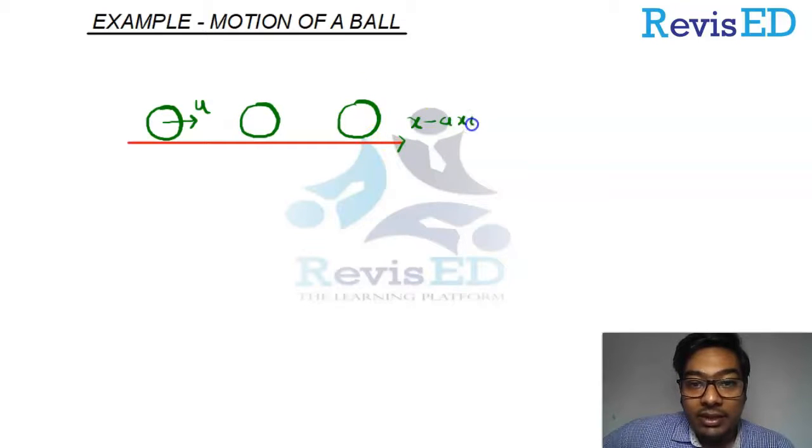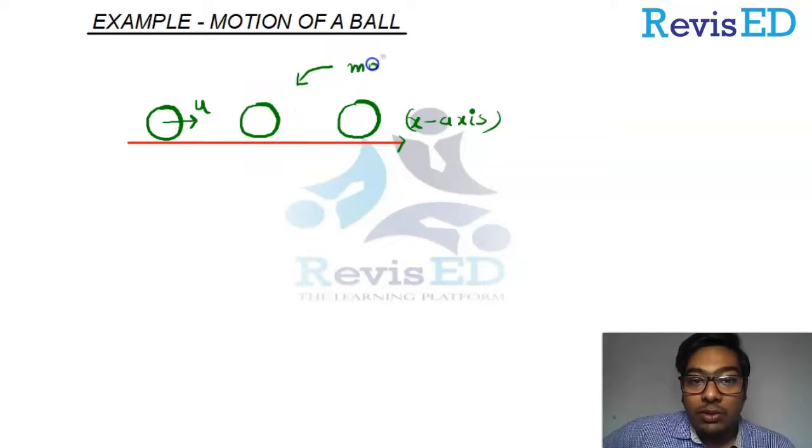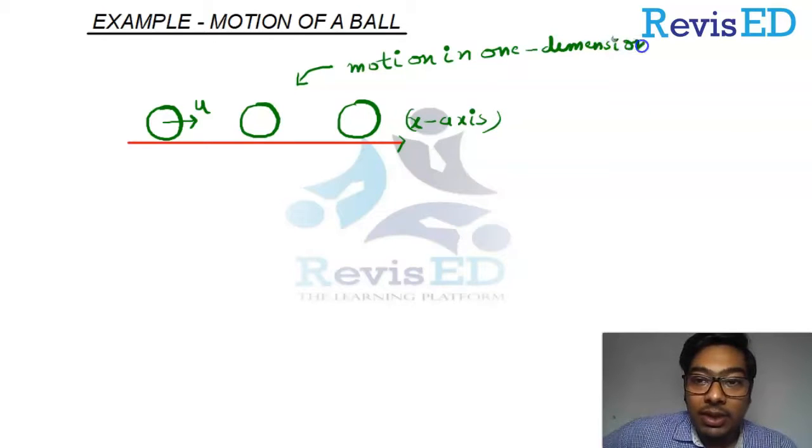This was my x-axis. This ball is moving along the x-axis. It is not changing its direction. It is moving along the straight line. So this is an example of motion in one dimension. Let me write it as motion in one dimension.